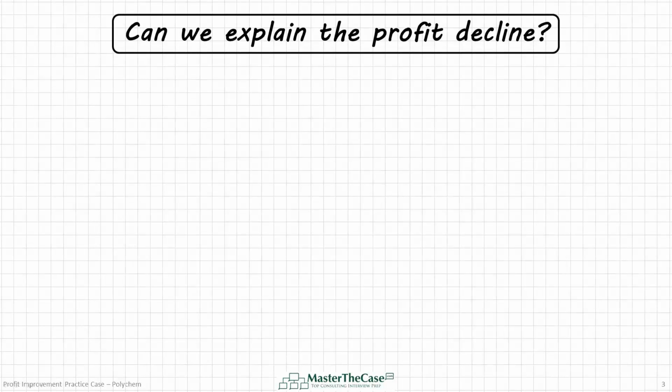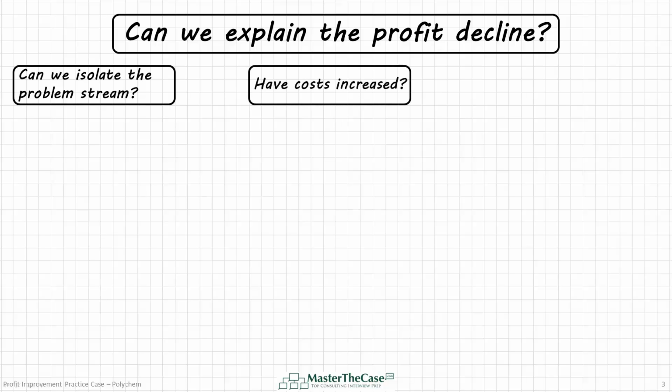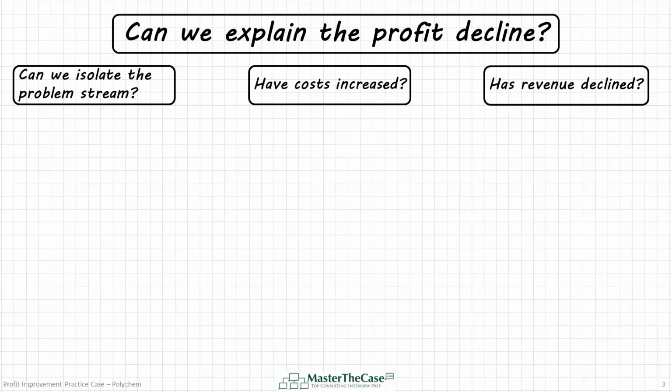So our first key issue is, can we explain the profit decline? To answer it, I will analyze 3 main sub-issues. 1. Can we isolate the problem stream? 2. Have costs increased? And 3. Has revenue declined? So we know from the initial data that our margin has declined from 5% to 0%.